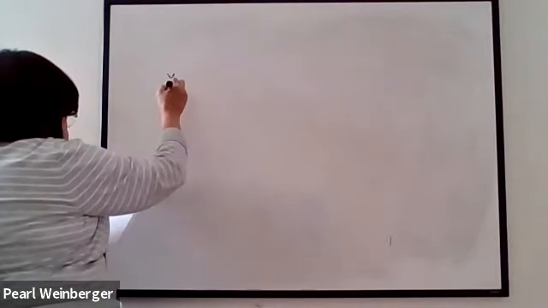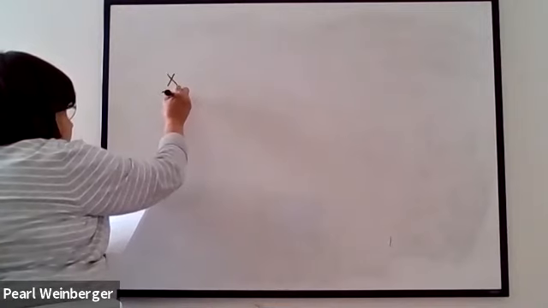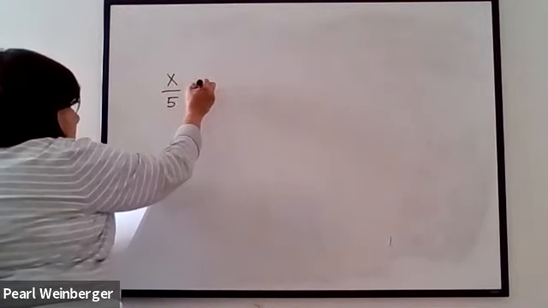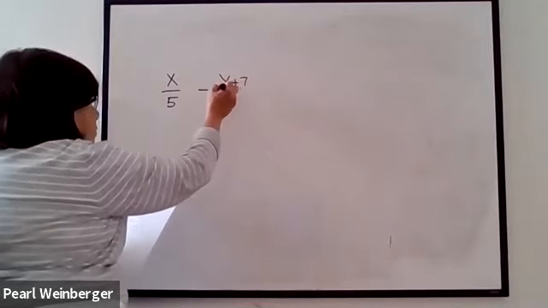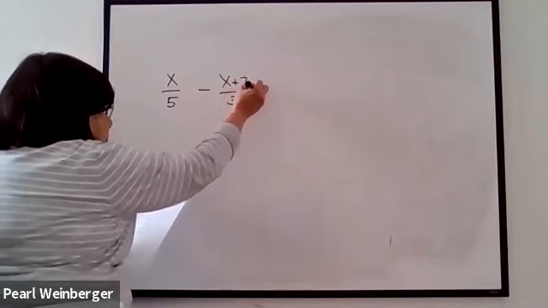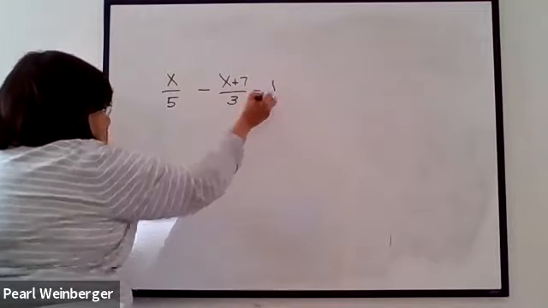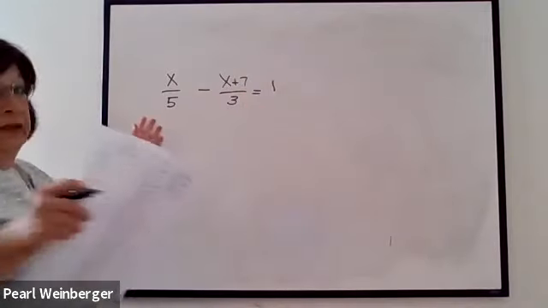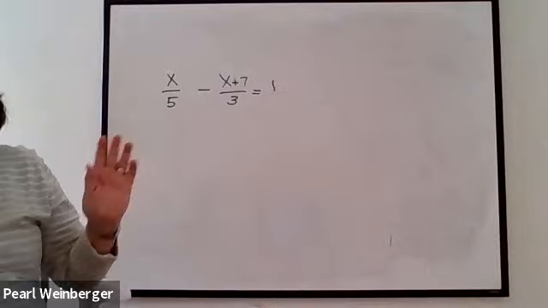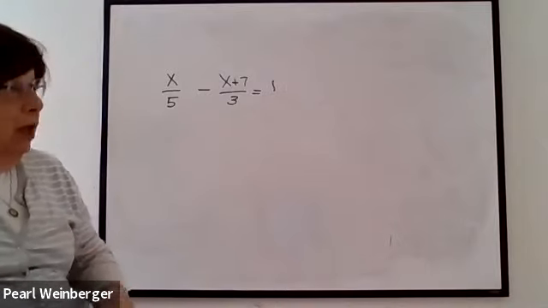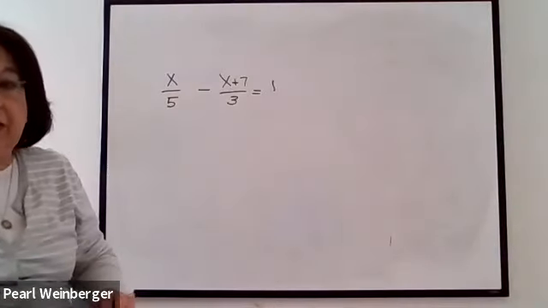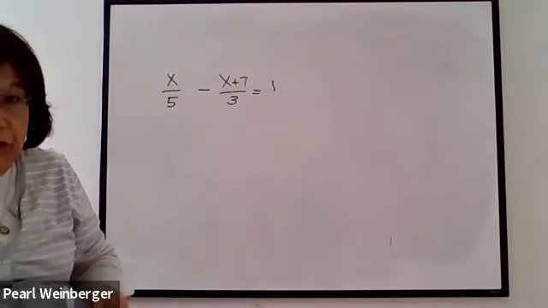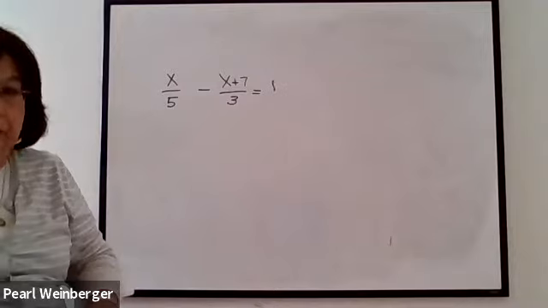x over 5 minus (x plus 7) over 3 equals 1. This is a regular equation, a regular linear equation, except there are fractions in it. And the fractions tend to make the whole situation more difficult.